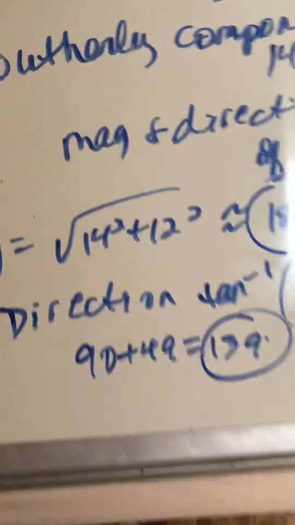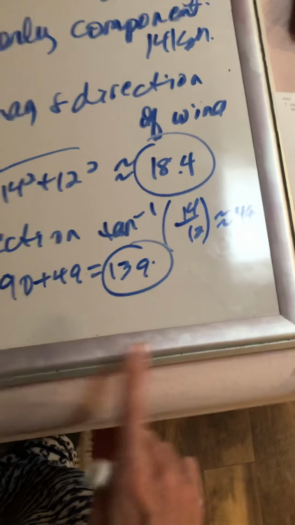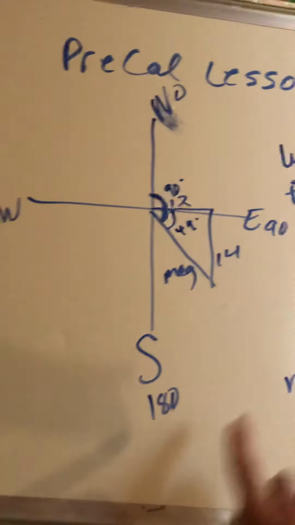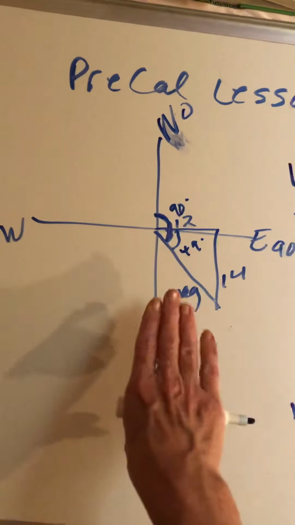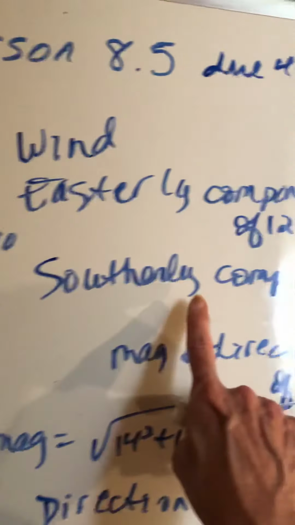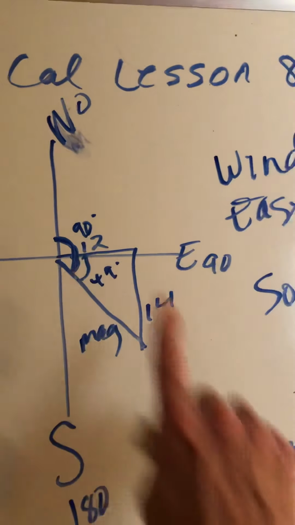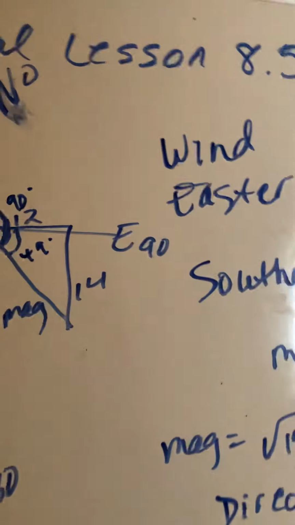So be very careful with that when you're working with north, south, east, and west. Here's the drawing of it. Those are the angles. And then make sure you find your correct direction. So make sure you put the easterly and southerly components on there correctly.